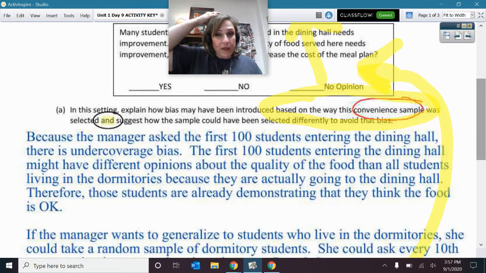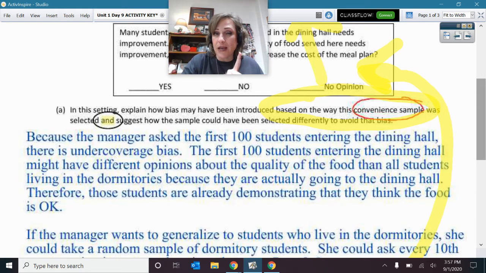Okay. What they were looking for here is that you say it was because of the first 100 students entering the dining hall. And that the first 100 students entering the dining hall might have different opinions than all students in the dormitory. Because they're already going there, they already demonstrate that they think the food is okay. All right, so that was 1 point.